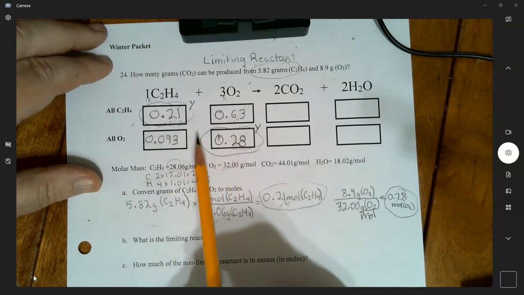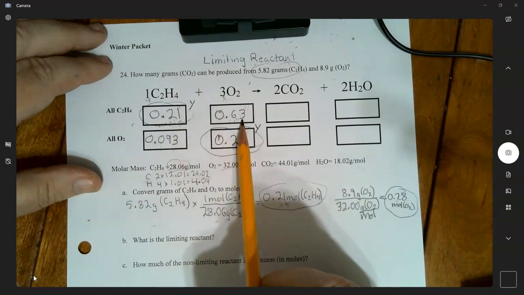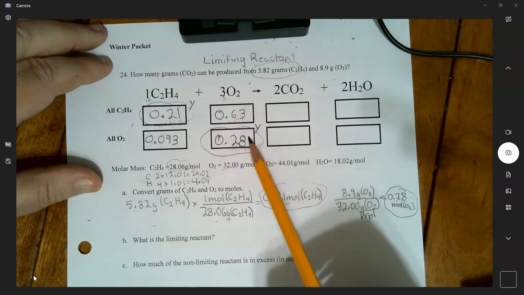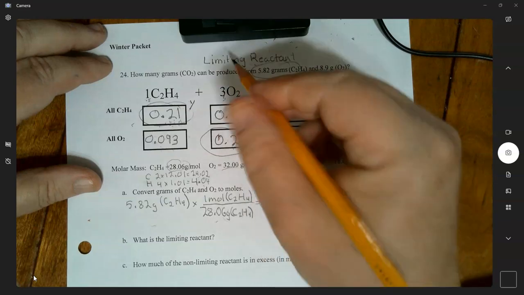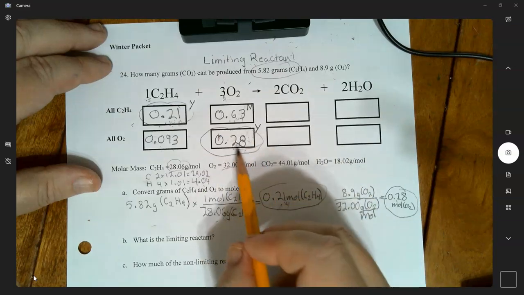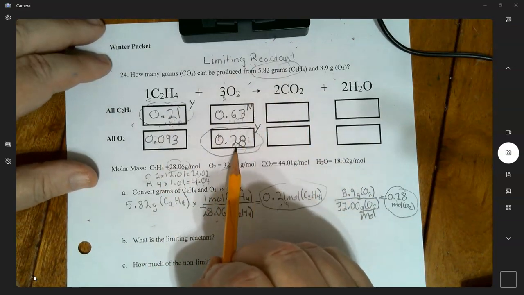Now we go around and say, okay, if we want to combust this much C2H4, do we have this much O2? And the answer is no. We only have this much O2. Or the simpler way to look is just look down here. This is how much we have. We don't have 0.63. So that's going to be a no. Now we come down here, and you're only going to have 1 no, so you could quit right now, but let's just check this one.